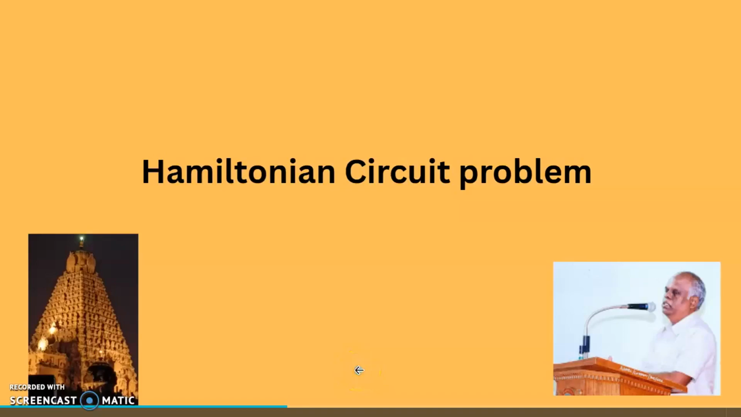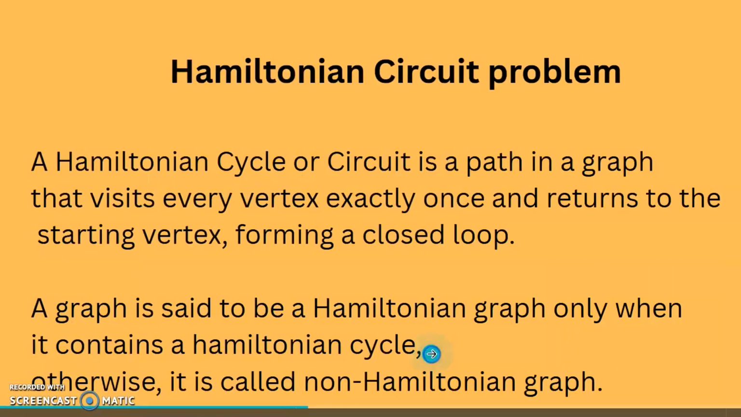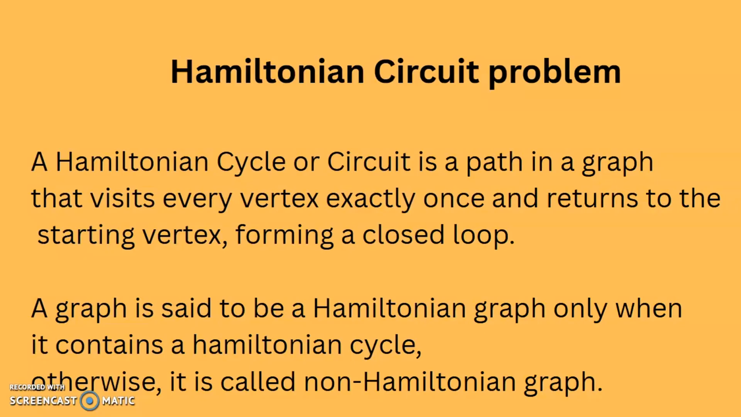Hi guys, let us discuss the Hamiltonian circuit problem in this lecture. What is the Hamiltonian circuit problem? A Hamiltonian cycle or circuit is a path in a graph that visits every vertex exactly once and returns to the starting vertex, forming a closed loop. So a graph is said to be a Hamiltonian graph only when it contains a Hamiltonian cycle. Otherwise, it is called a non-Hamiltonian graph.